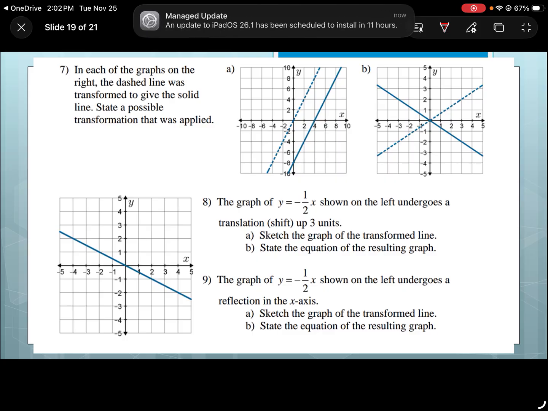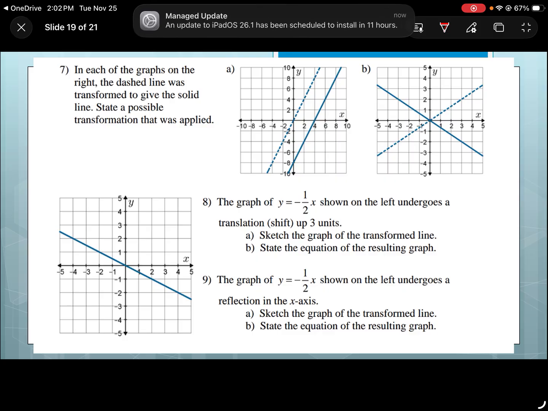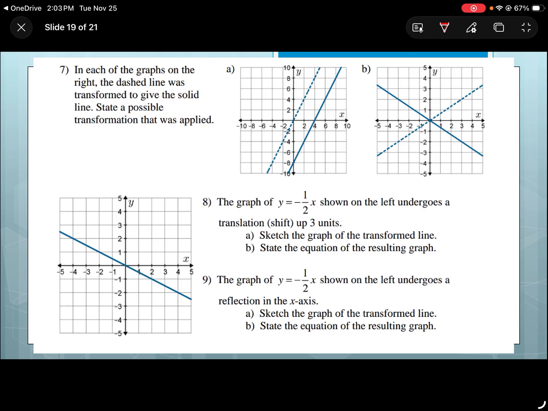Okay, question 7. In question 7, in each of the graphs on the right, the dashed line was transformed to give the solid line. So the dashed line turns into the solid line. This one went from 0 as a y-intercept to negative 8 as a y-intercept. So what happened? It got translated down 8 units, for A.